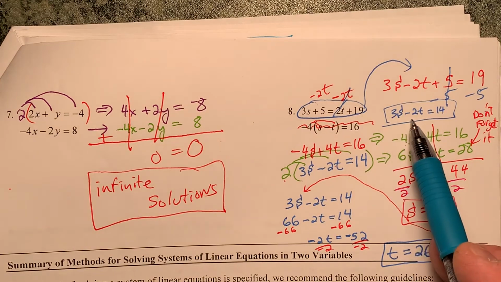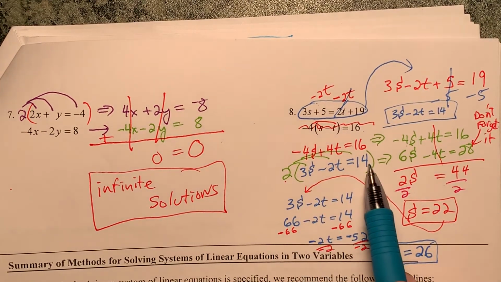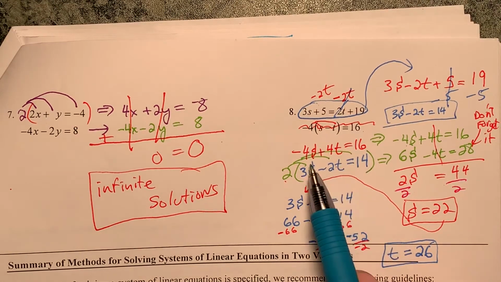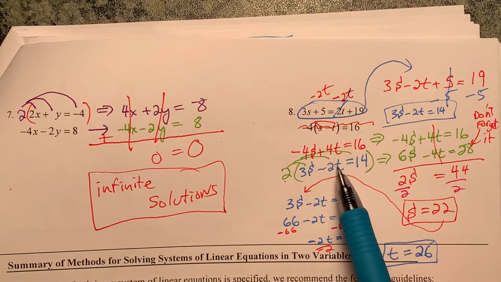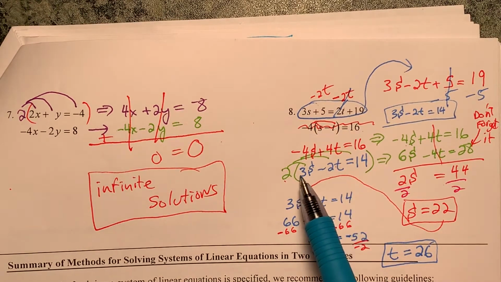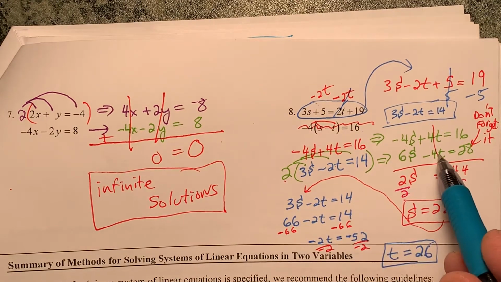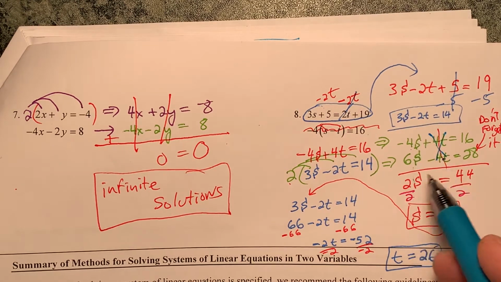3s minus 2t equals 14 is one of our equations. So I wrote that down right there. This, I distributed the 4, wrote that right there. And then let's see, I wanted to get rid of the t's. If you want to get rid of the t's, you multiply the bottom by 2, just 2. And that makes it be a negative 4t. Negative 4t plus 4t, gone.